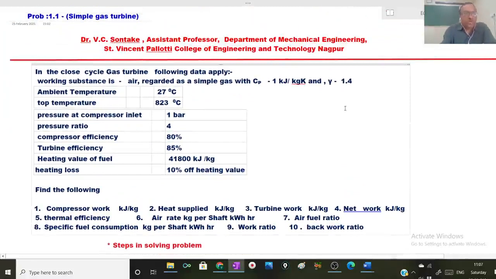So today I am going to discuss problem 1.1 on simple gas turbine. And the problem goes like this. In the closed cycle gas turbine, the following data apply. Working substance is air, regarded as a simple gas with Cp 1 kilojoule per kg per Kelvin and gamma 1.4.